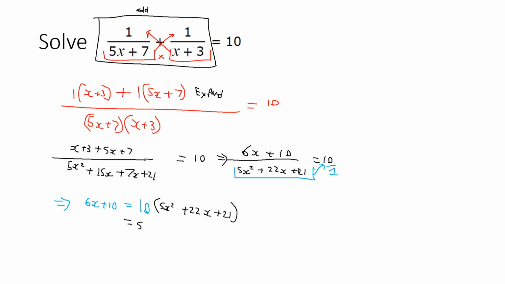So then this is 50x squared plus 220x plus 210, and it's equal to 6x plus 10. Remember what we said about a quadratic though, we need to make it equal 0, so let's put it on the other side. And so what we're left with is an equation as follows: 50x squared plus, what's 220 minus 6? 214x plus 210 minus 10, 200, and that's all equal to 0.